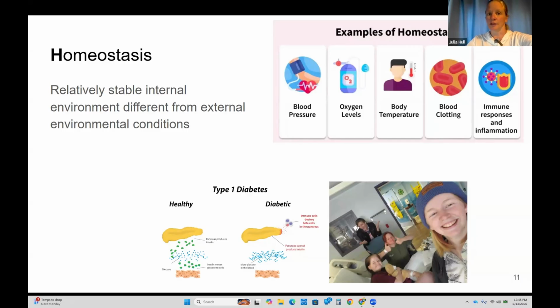When a type 1 diabetic eats without injecting themselves with insulin, their blood sugar would just increase, because we don't have the proteins that allow that sugar to be used by the cells. So when we get to the cellular respiration chapter, we'll talk about the consequences that happen when we don't have that homeostasis because of that insulin.